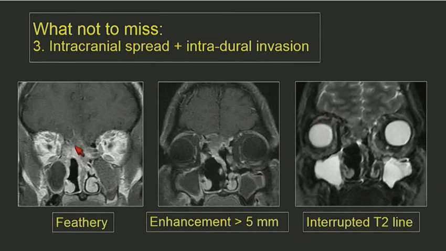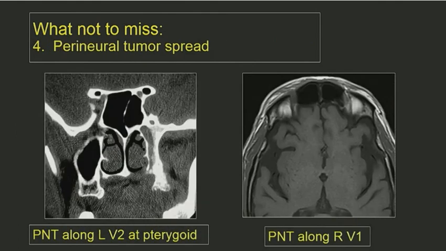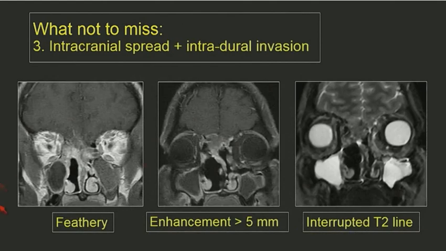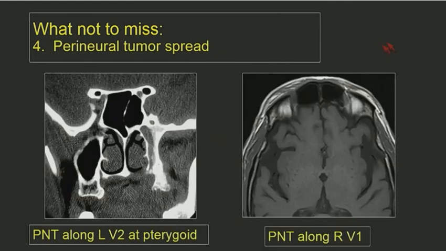So all 3 of these patients had documented intradural tumor. Here is a patient who's already been operated, who has had a resection there on the right, and you can see this feathery interface between the brain and this recurrent tumor. Here's a patient with over 5 millimeters of intracranial dural enhancement. That's one of our malignant and intradural findings. And here's a patient with the low signal intensity line around the base of the brain, and there it's interrupted, and there is tumor that was intracranial and intradural.